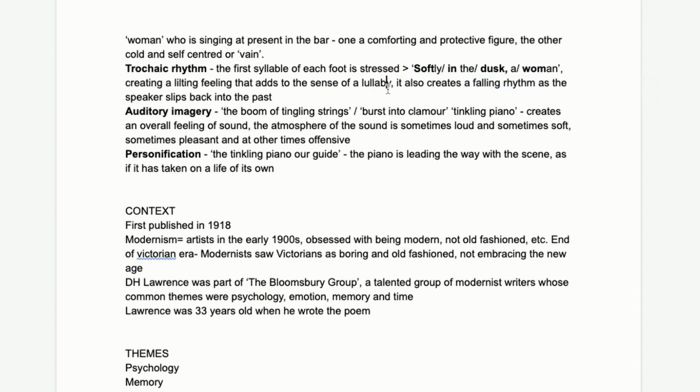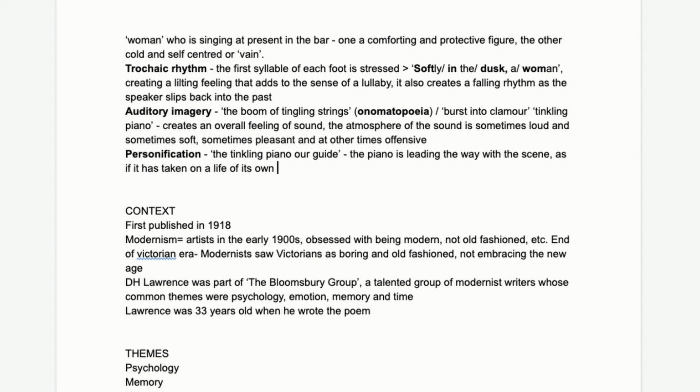It also creates a kind of rocking motion, and it feels again like a lullaby. There's auditory imagery, so sound imagery. When you talk about imagery, make sure you can split it into the five senses and you know how to analyze them separately, because it makes it a lot better of a point. The boom of tingling strings, it's onomatopoeia as well, you could say. Just write that one in. Difficult word to spell, took me years to spell that one right, so I'm happy I've done it there. Boom, tingling, they sound like how they are, so it creates that musical quality to the language.